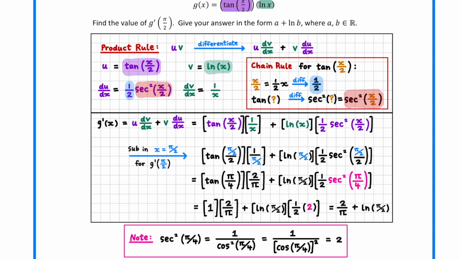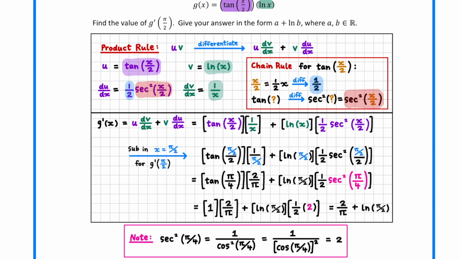dv/dx can be obtained directly using a rule from the formula book. ln of x differentiates to 1 over x. Now that we know our derivatives, we can sub into the product rule statement.